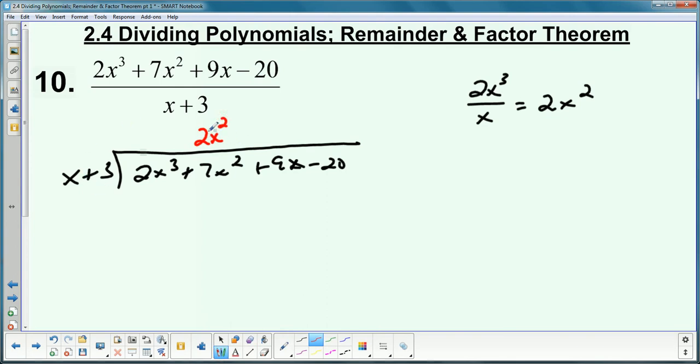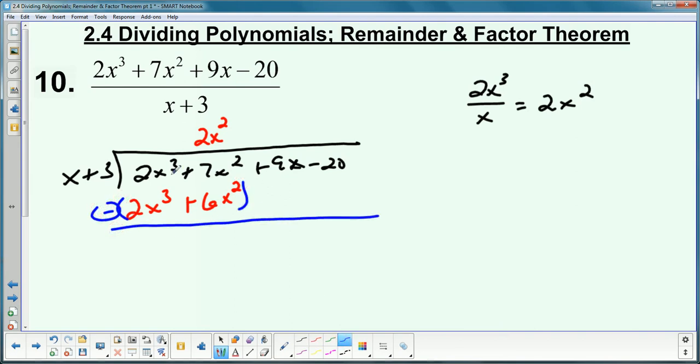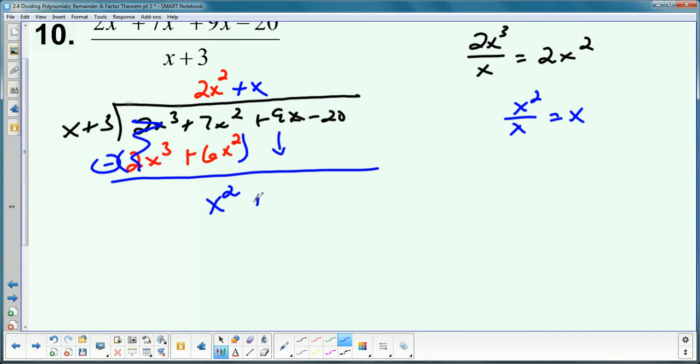And then I multiply through. 2x squared times x gives me 2x cubed, plus 2x squared times 3 gives me 6x squared, and I remember to subtract here. The first term should always cancel out. For the second term, 7x squared minus 6x squared leaves just an x squared. X squared over x gives me just an x, so I say plus x on top. And don't forget to bring down your next term, plus 9x. If I want, I can bring down the minus 20, but I'm not really going to need that yet. You'll see in a minute.